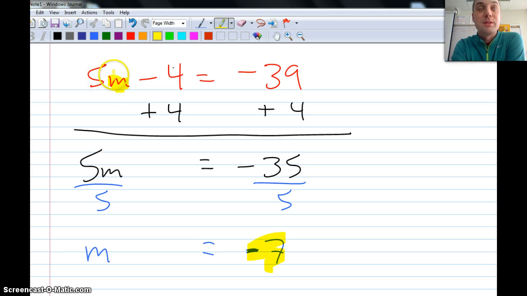5 times negative 7 is negative 35. Negative 35 minus 4 is negative 39. You can always check those things out there.